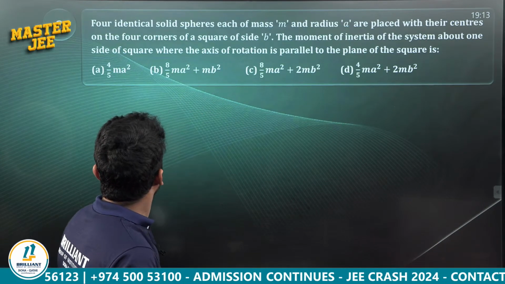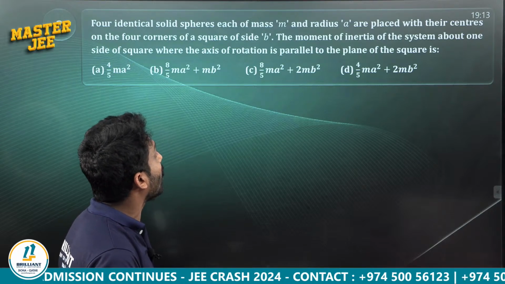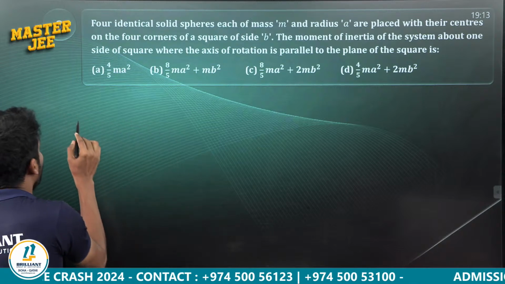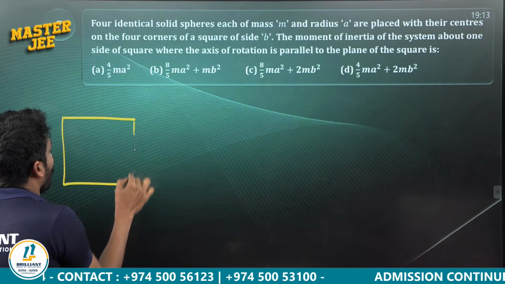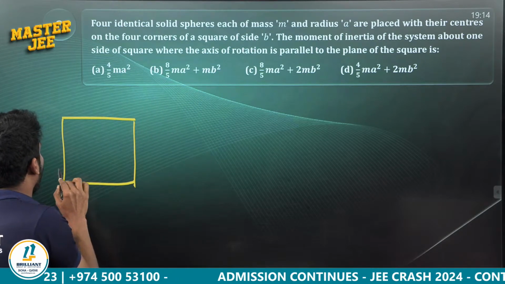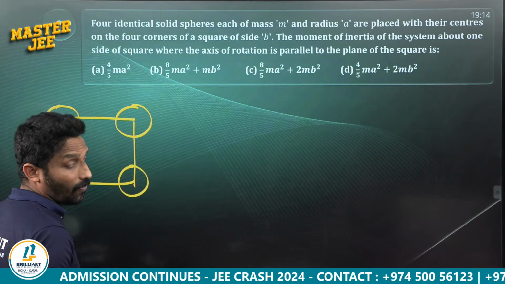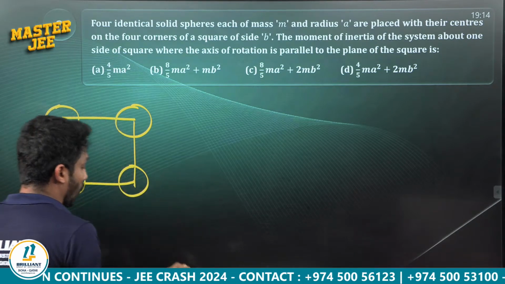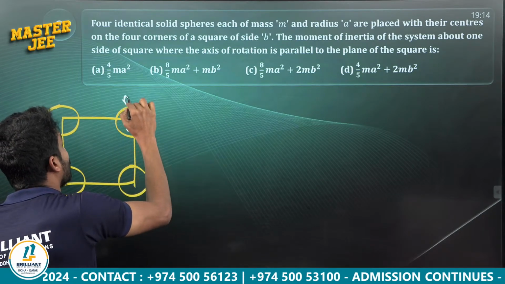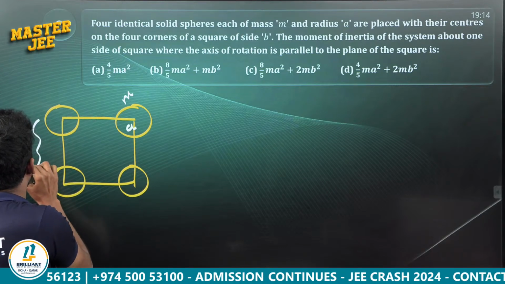Now, third one. Four identical solid spheres, each of mass m and radius a, are placed with their centers on the four corners of a square. Here is a square, and its corners have four identical spheres placed, each of the same mass and radius. The radius of each sphere is a, and the mass is m. The length of the side of the square is b.